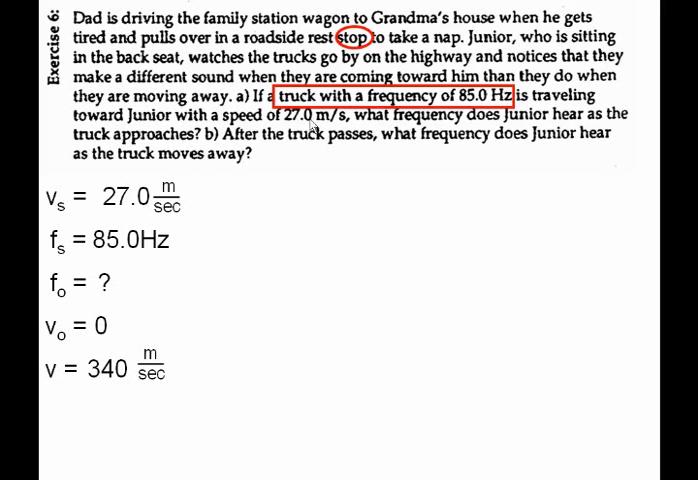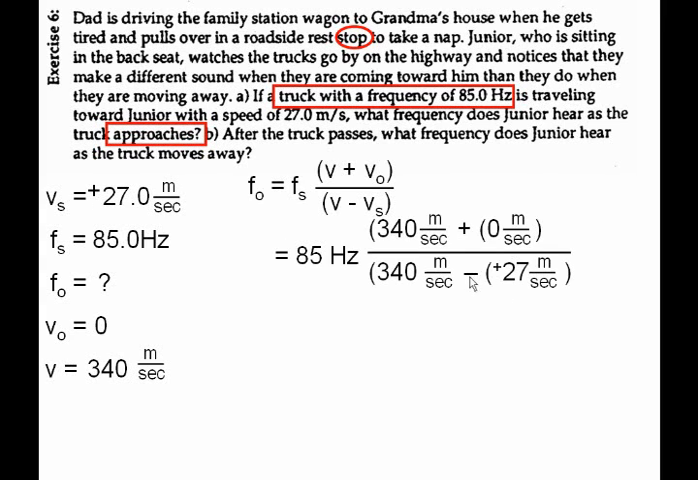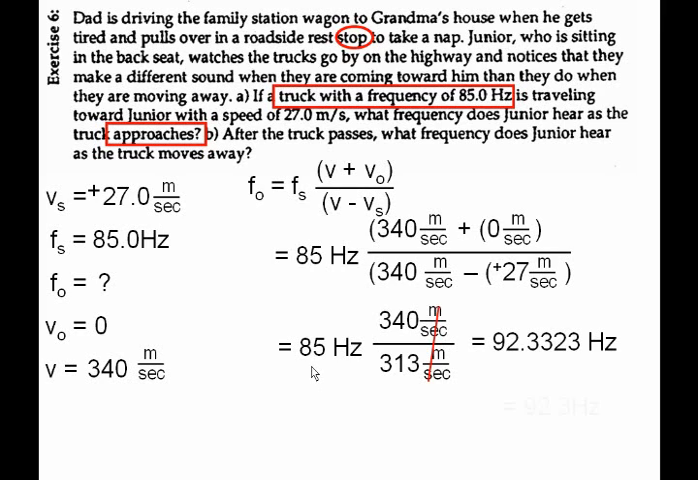Now, the difference between part A and part B is if it's going towards or away. For part A, when you're going towards, we have a positive speed. So let's plug in our numbers here. On the bottom, we are subtracting a positive number. On the top, we're adding 0. Looking at this ratio, it's larger than 100%, so we're going to get a larger frequency than 85 hertz. It comes out to 92.3 hertz.